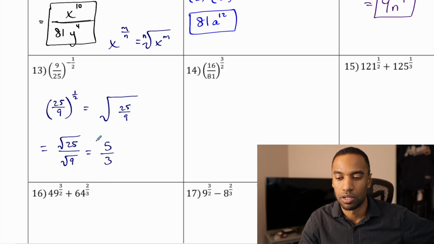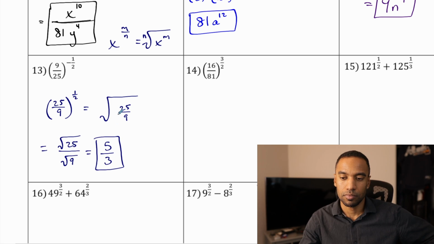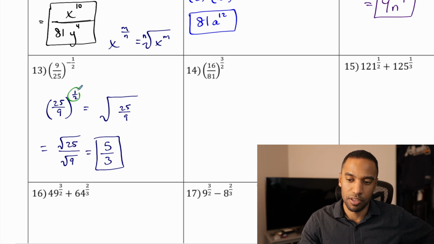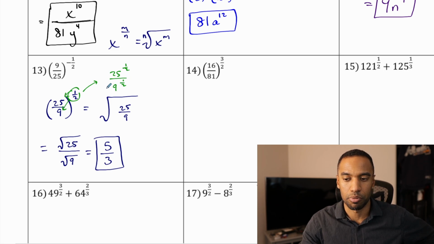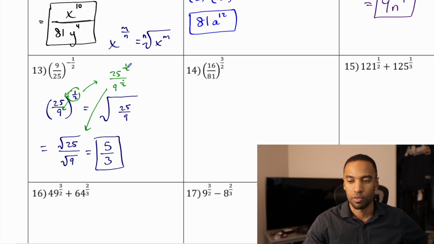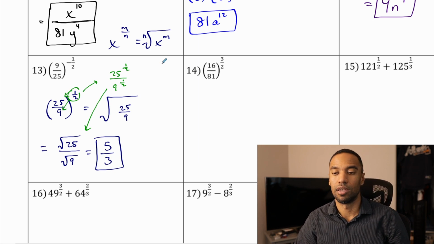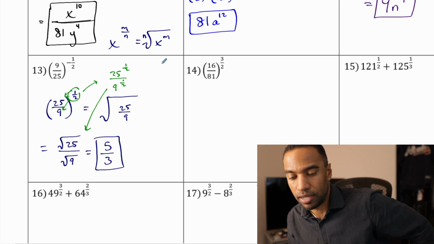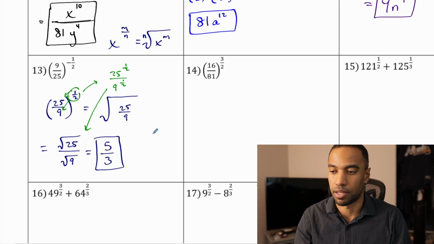5 over 3. Now what you could have done alternatively was taken the 1/2 right here, and you would have gotten 25 to the 1/2 power over 9 to the 1/2 power. And guess what? It brings you right back to here. 25 to the 1/2 is the square root of 25. 9 to the 1/2 is the square root of 9. And then we're kind of done on that.